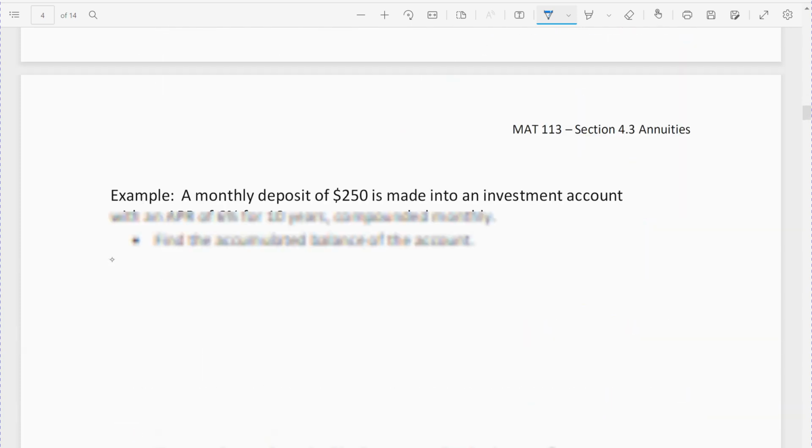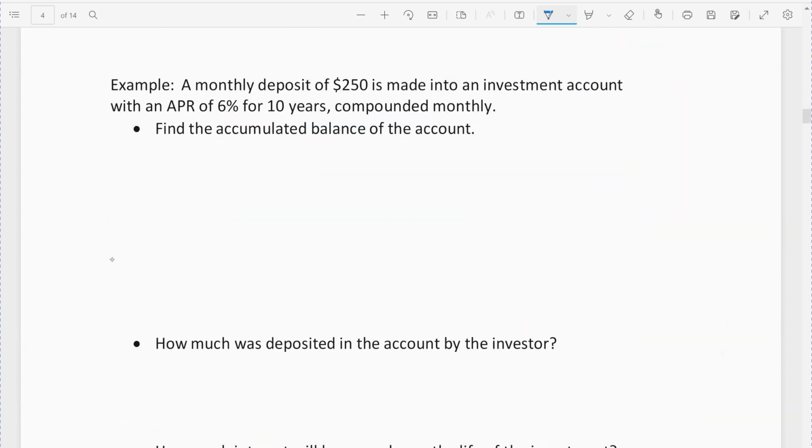All right, let's do the first example. Suppose we want to make a monthly deposit. Every month, we're going to deposit $250 into an investment with an APR of 6% for 10 years. It compounds monthly, because every time I put money in, I have more money in there, so it should compound over the same period that I put money in. Find the accumulated balance of the account. So I'm looking for the future value.